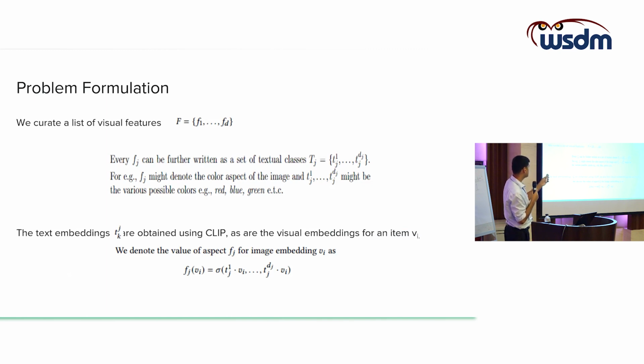And now these can be further written as a set of textual classes. So the subclasses for color could be black, white, red, blue, any number of colors. Those will be the subclasses represented by T. And the subclass for sleeve could be sleeveless or full sleeved or short sleeved. So those are basically what F and T are. So what I will be trying to do is I will try to label my image with each of these features.